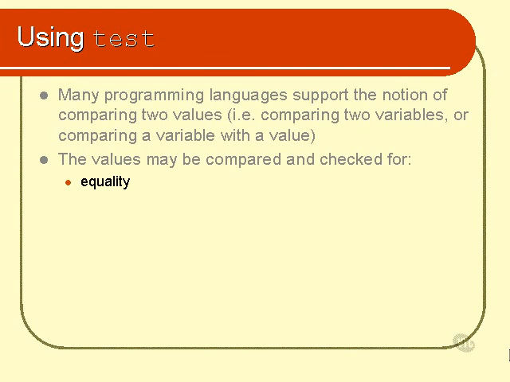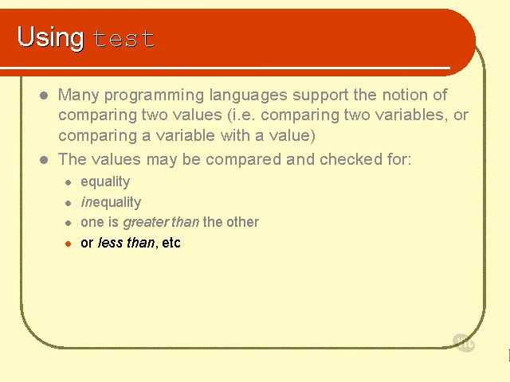For example, you might want to test 2 values, and when I say 2 values I mean either perhaps 2 variables, or compare a variable with a value and compare them for equality. In other words, is x equal to 6? And do something if it's 6 and do something if it's not 6. We can also test for inequality to see if one is greater than the other, less than, etc., etc.